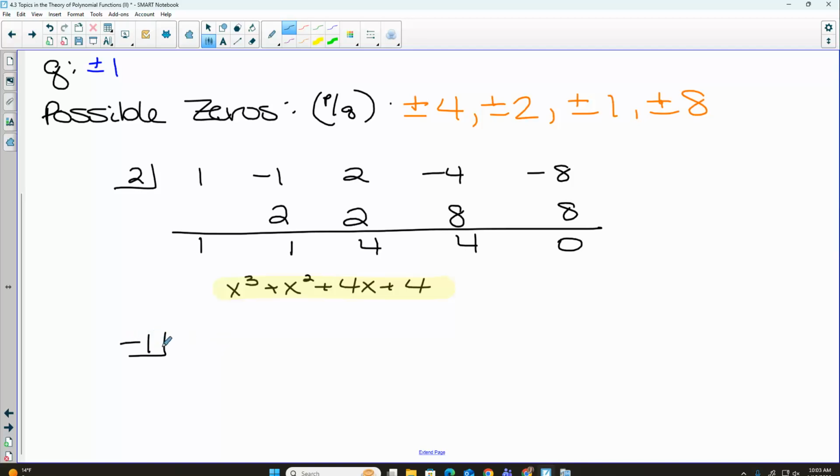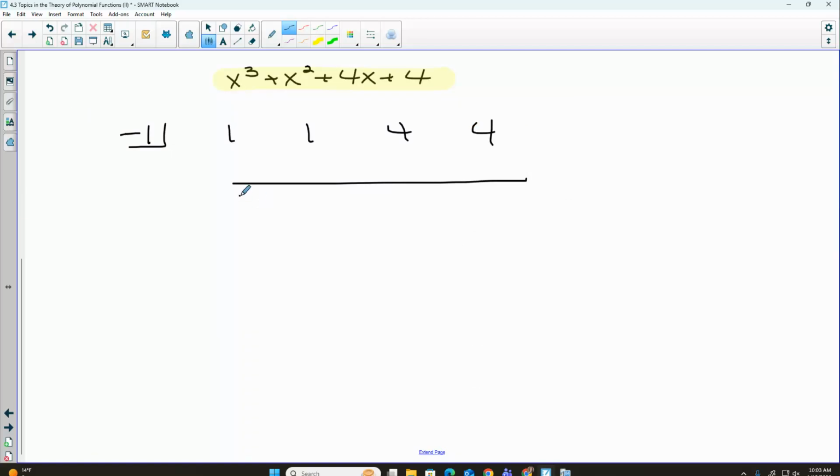-1. Does everyone know what I mean when I'm telling you to check the numbers? You're plugging in the numbers from this list of possible zeros in for the x's and seeing if you get 0 for your answer. So I'm doing synthetic with the answer I got out and my -1. That gives me x squared plus 4.